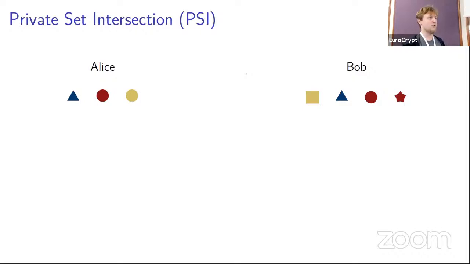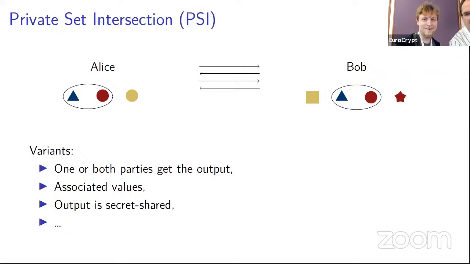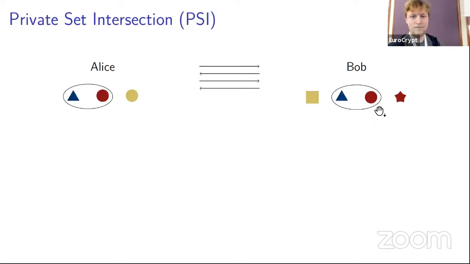So quick introduction, what is PSI, private set intersection? Maybe you have to click somewhere. If you click. Well, just hide that. Hide video panel, maybe. Hide video panel. Hide. Okay. All right. Sorry for that.